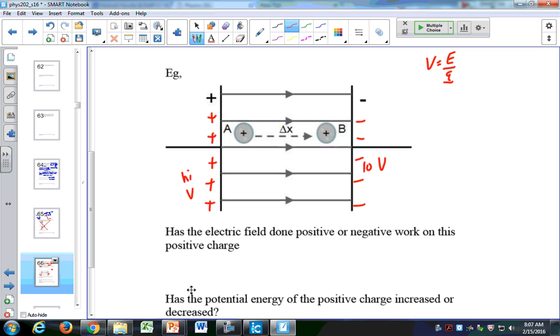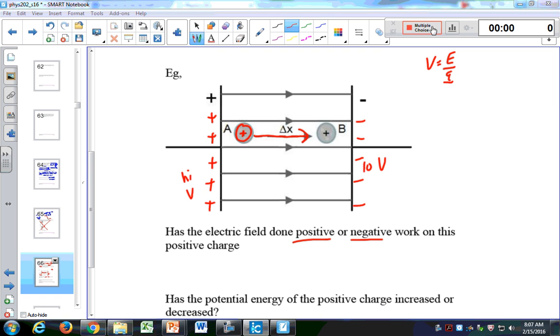So here, if I move an object, a positive charge, to the left in this direction, has the electric field done positive or negative work on that positive charge? Let's try that as a clicker question. Has it done positive work? That'll be A. Or has it done negative work? Is that B?